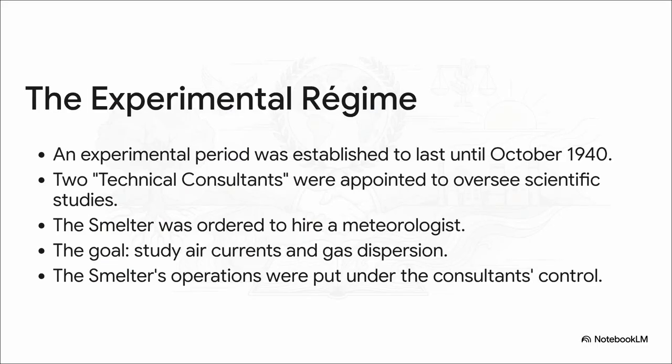So what did they do? They came up with a temporary experimental plan. It was brilliant. They set up a trial period for more than 2 years. They brought in technical experts to run the show. They ordered the smelter to hire a meteorologist and set up observation posts to track everything. They essentially turned the whole region into a giant living science lab to figure out exactly how the pollution behaved. The science would dictate the legal solution.